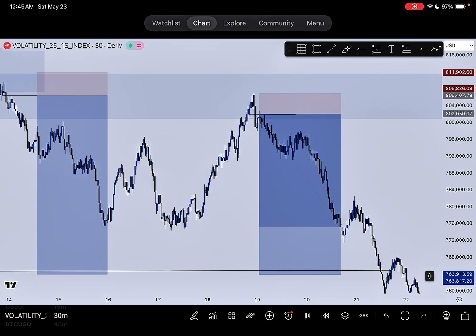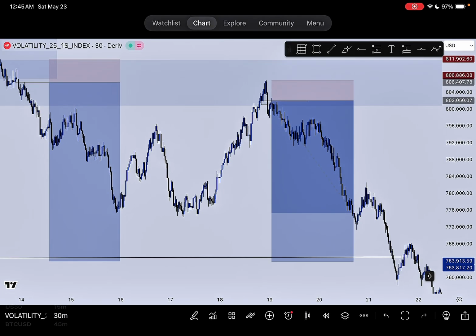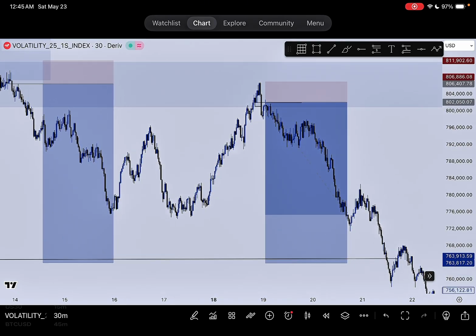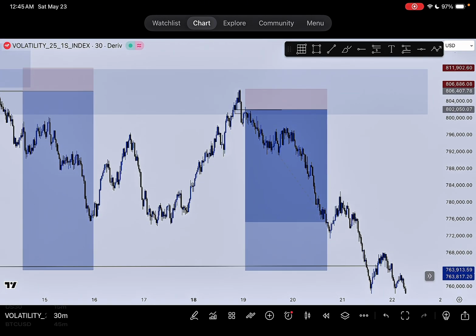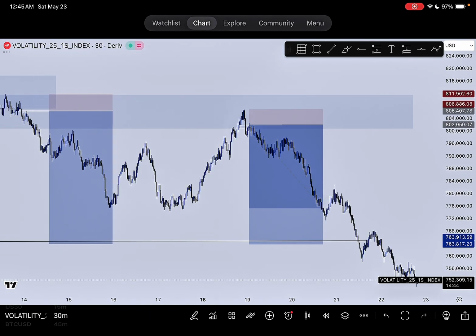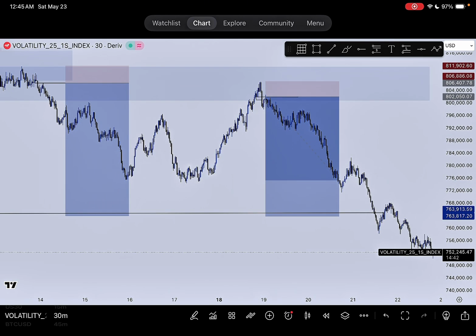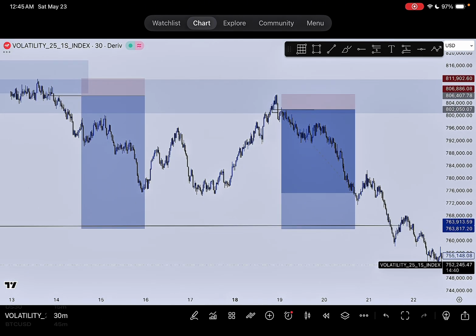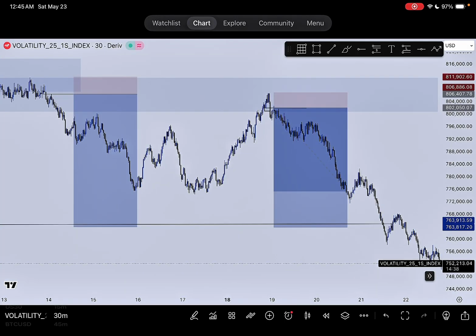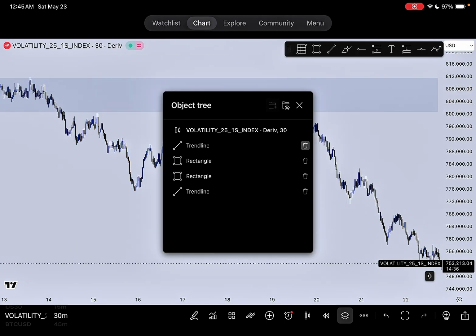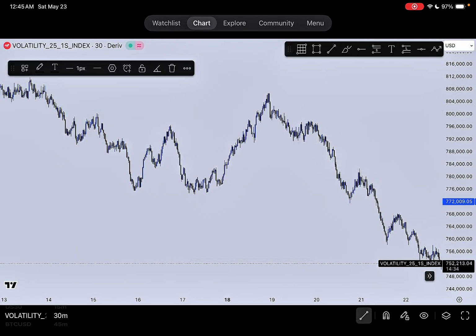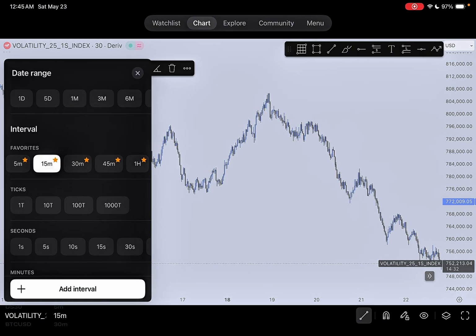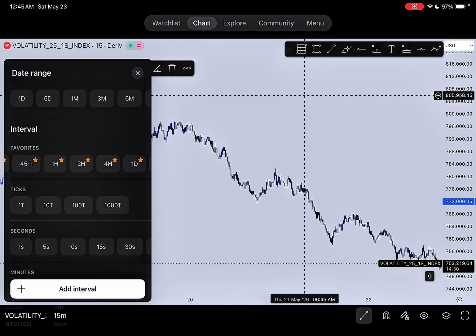So this is a recap on our trade on Volatility 25 (1s) index. First of all, I'll need to clean everything and analyze this trade afresh. So let's clean everything. First thing you need to do, you need to know the direction, your directional bias.